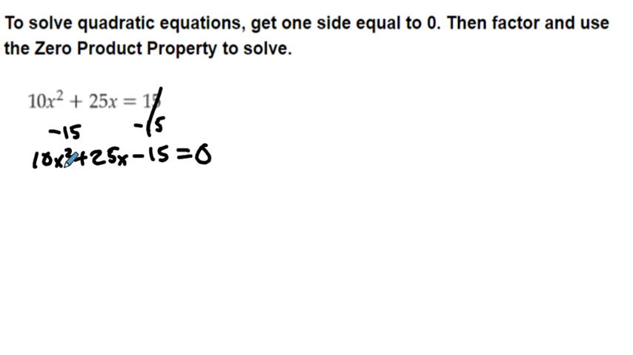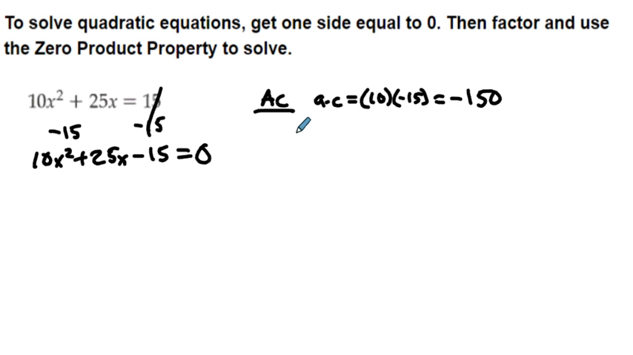Okay, so now let's do our AC method, where we do A times C, right? My A in this case is 10, and my C is this negative 15. If you would have gone to it right from the original, you would have actually gotten the wrong sign. That's why it's really important to make sure you're doing this correctly. So 10 times negative 15 is negative 150.